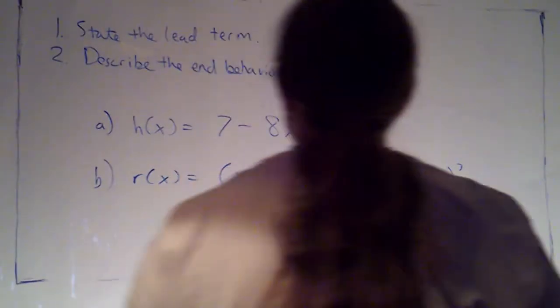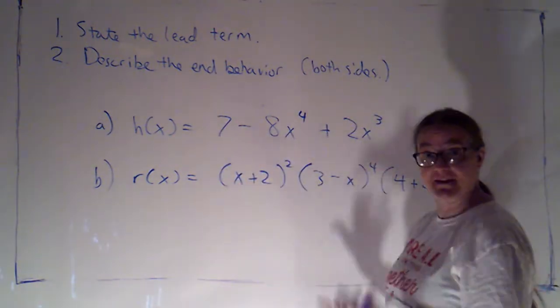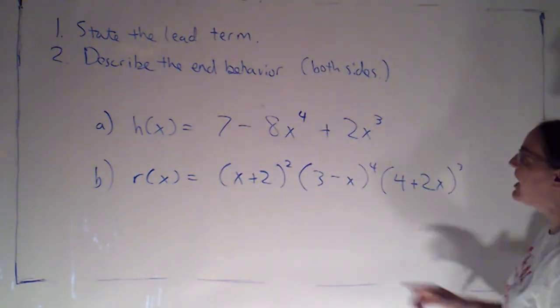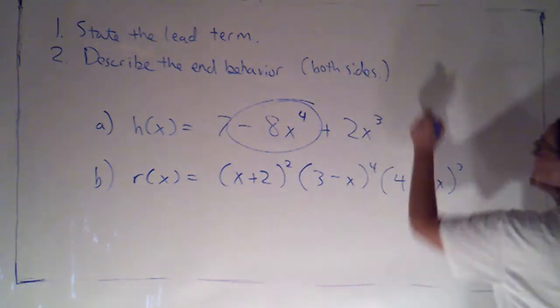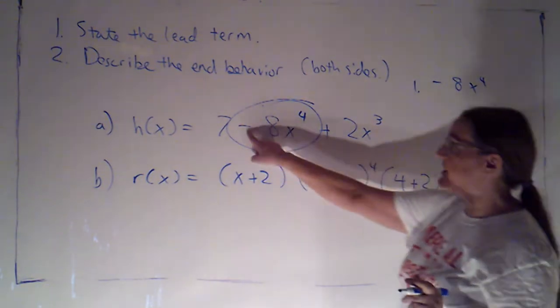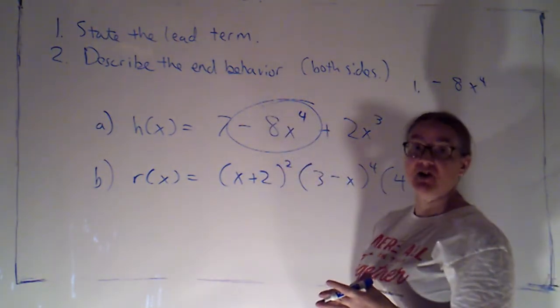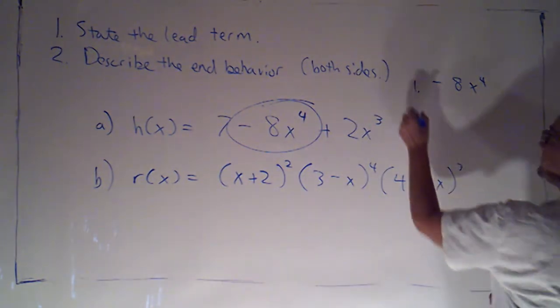For h of x, this is all multiplied out, so I just look at the terms, which are the things I'm adding and subtracting together. I look for the one with the biggest power. Okay. So the answer to part 1 is that it's negative 8x to the fourth. Do just be careful, that negative sign is part of that term. That's part of the coefficient in front of the x to the fourth.